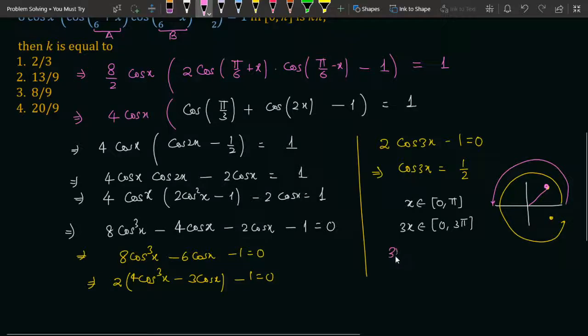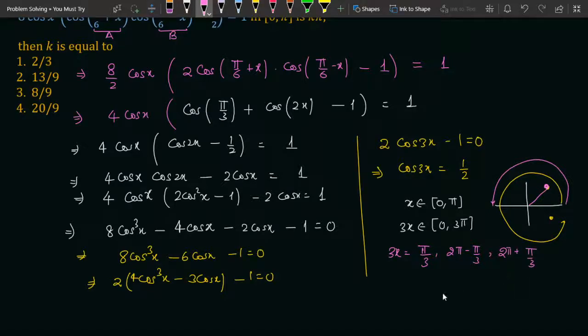So 3x will actually get the values pi by 3 when we are in the first quadrant, and 2 pi minus pi by 3 when we are in the fourth quadrant, and both these two values are found in the first cycle, means 0 to 2 pi. Once we move further, 2 pi to 3 pi, there is again one solution. It should be written as 2 pi plus pi by 3.